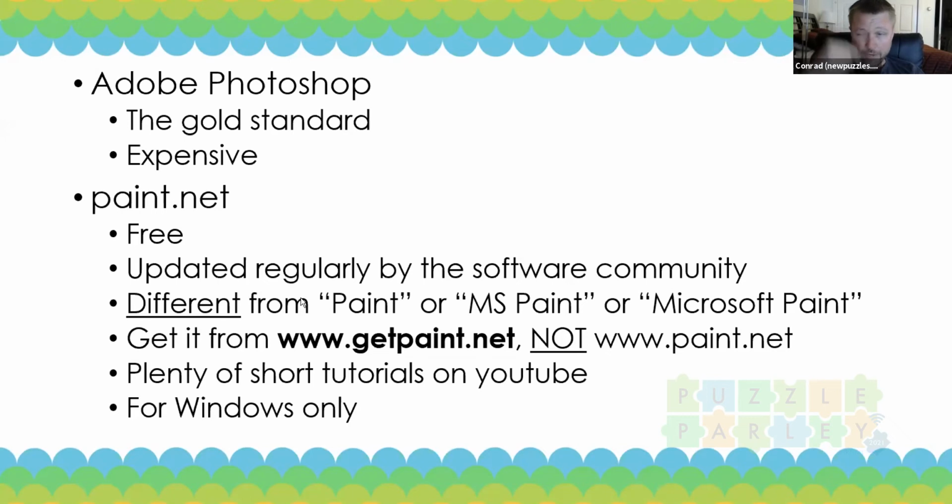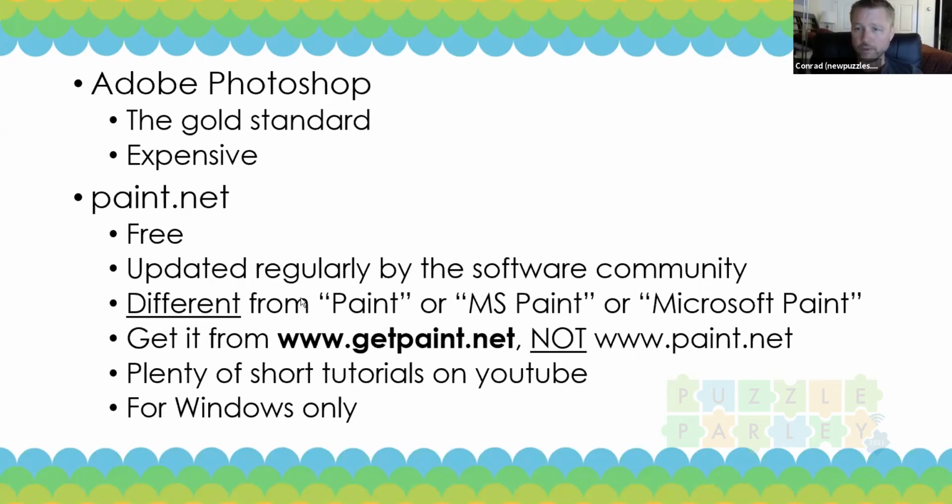Also, unfortunately, the people who named it weren't smart enough to grab the web domain paint.net. If you go to paint.net in your web browser, you'll get to a dummy website. To get the software, you need to go to getpaint.net. I also like that there are plenty of short tutorials on YouTube made by users of the software. Most of what I learned about this, I got by going to YouTube and typing into the search field paint.net, and whatever else I was trying to learn about.